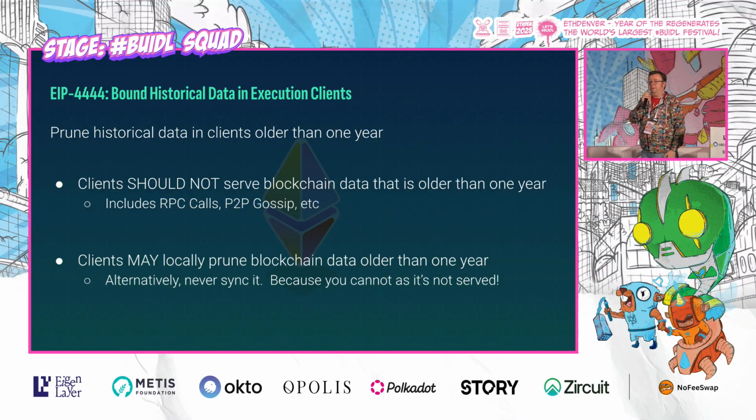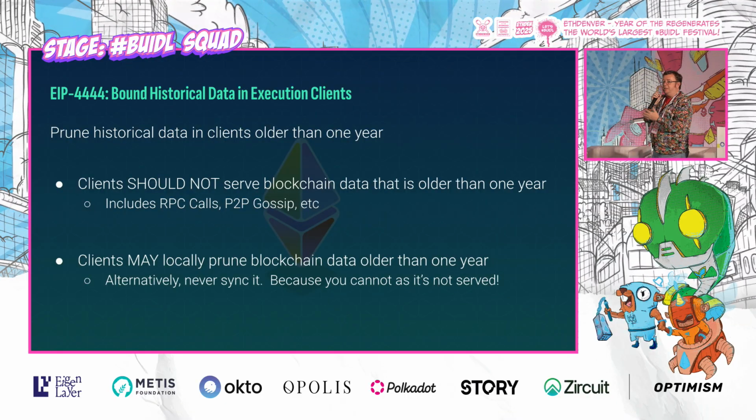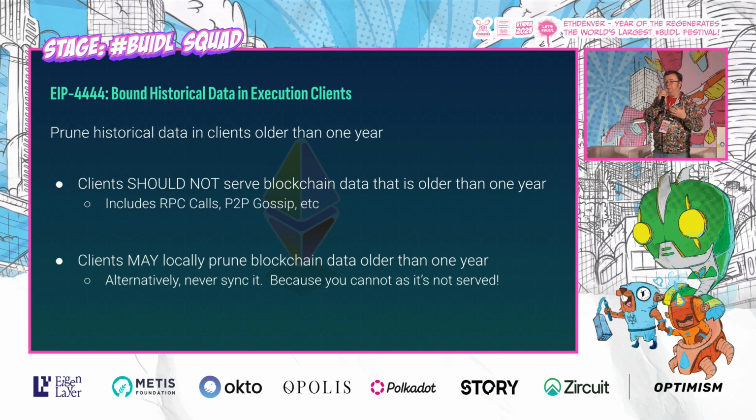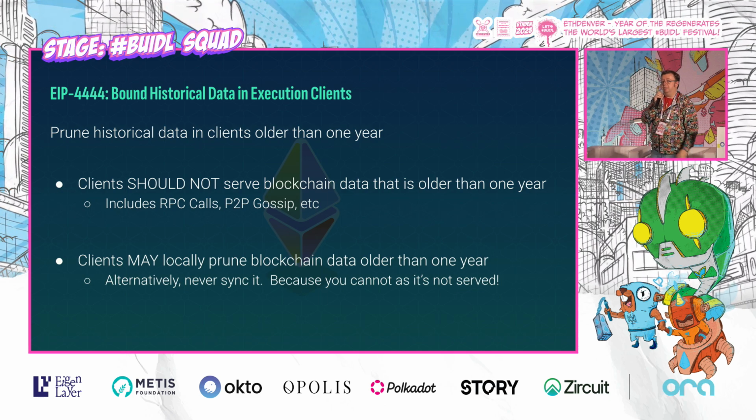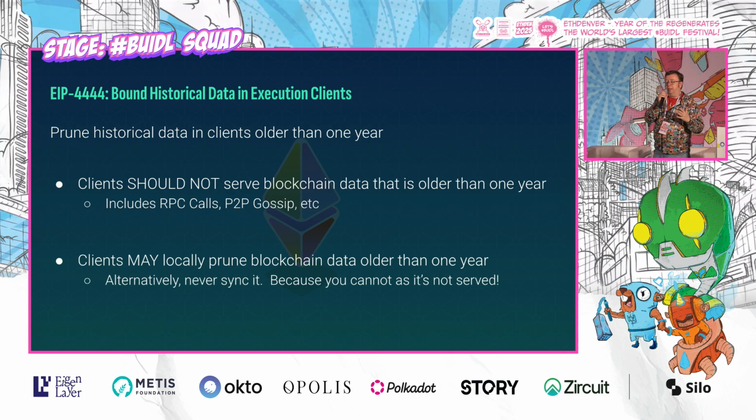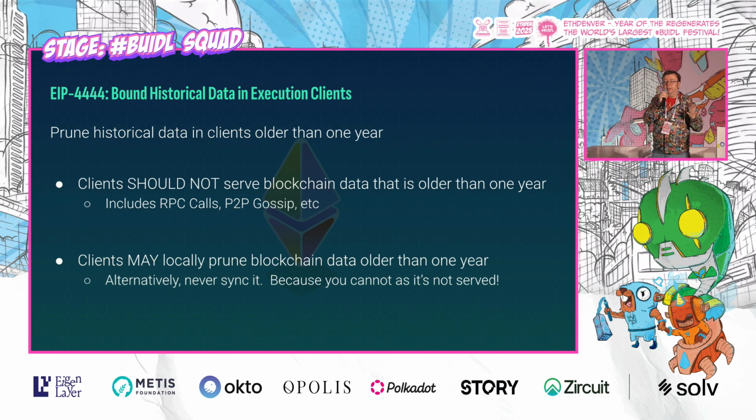They're just not going to keep it. These two bullet points are basically what the entire specification of EIP 4444 is. If the data is more than a year old, you should not serve it. And if you're not serving it, you may prune it. If you're not going to tell anyone about a transaction back in 2019, you don't have to keep it around.